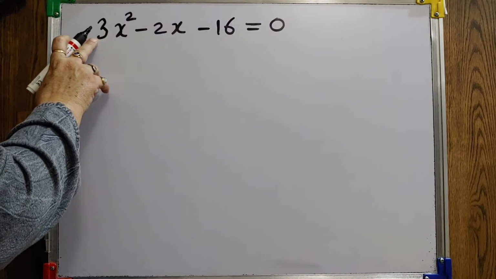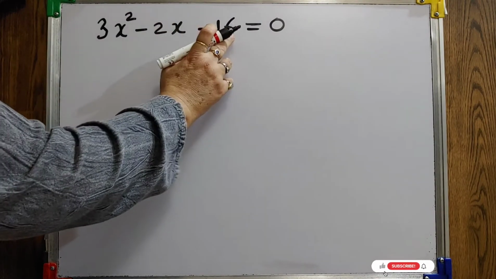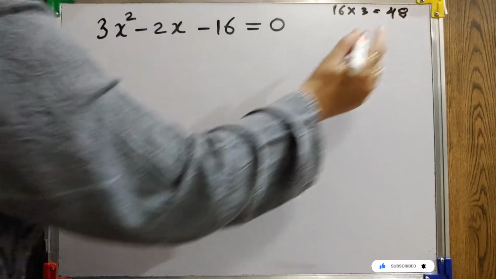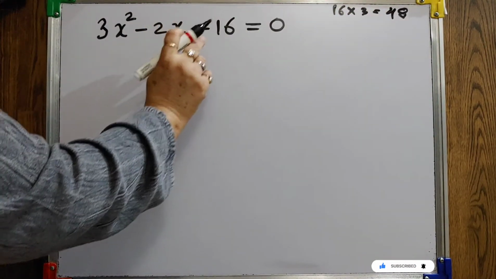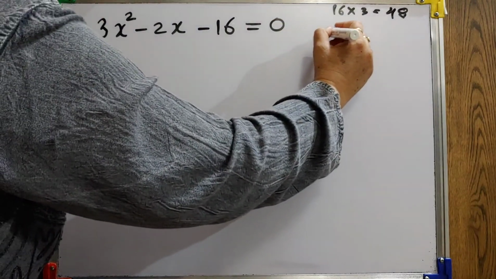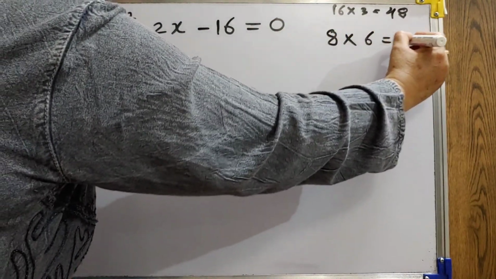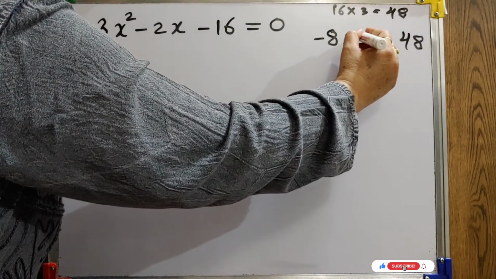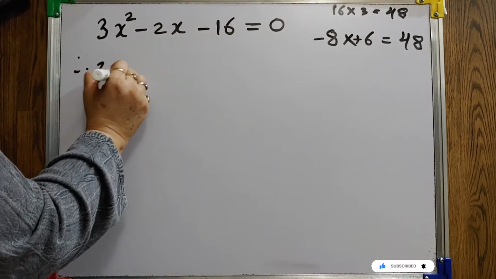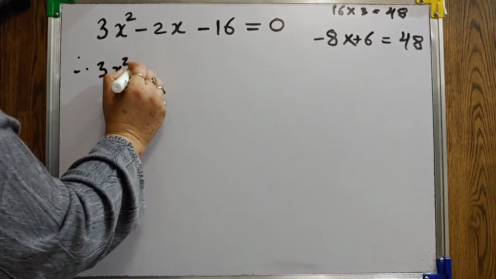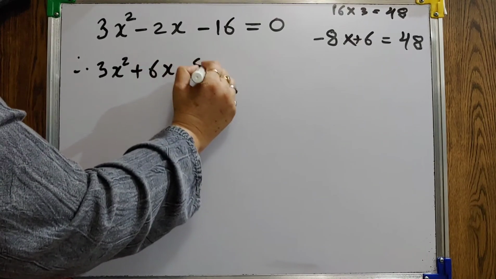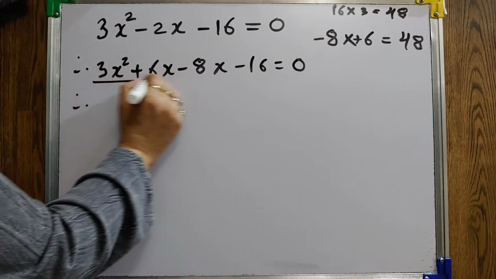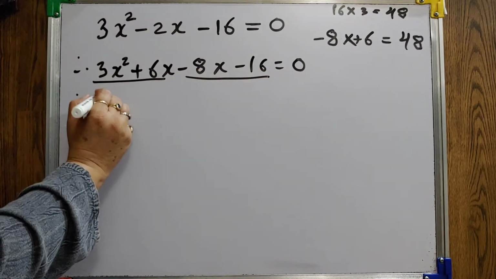Students, now the value of a is other than 1. So multiply, 16 3s are 48. So you have to find the factors of 48 such that their difference is 2. So 8 6s are 48, difference is 2. This sign will go here, and this will have the opposite sign. Now, you can write this lower one also first. In this way also you can write. Then the solution is a little bit easier.